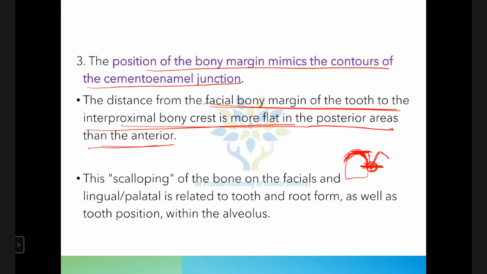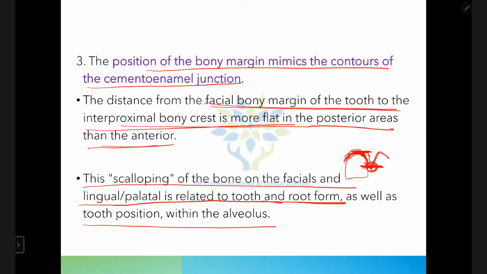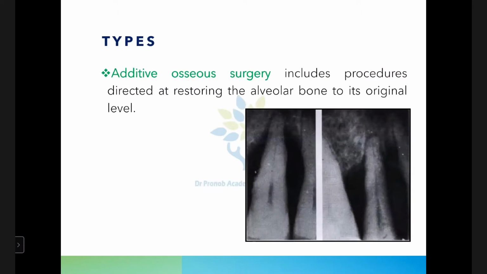Next, the scalloping of the bone on the facial and lingual or palatal is related to the tooth and root form as well as the tooth position within the alveolus. So how the tooth is positioned, what is the shape of the tooth, what is the shape of the root, all will determine the shape of the bone that is present.